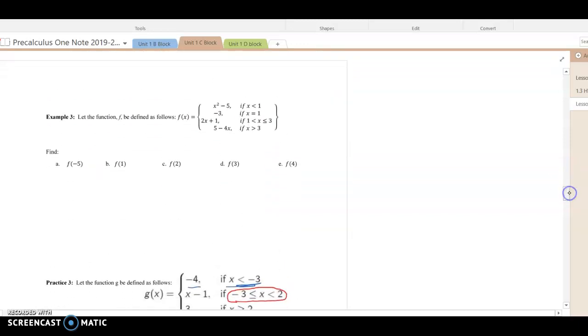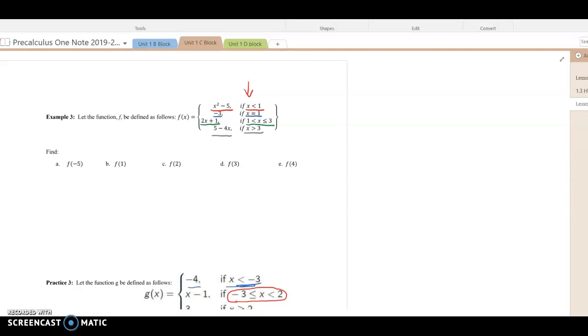We will now do example 3. Example 3 is a function that has specific domain restrictions. So the domain restrictions are given by this column right here. When x is less than 1, you're going to use this function, which is x squared minus 5. When x equals 1, the function is just negative 3. When x is greater than 1 but less than or equal to 3, the function you're going to use is 2x plus 1. And when x is greater than 3, the function is 5 minus 4x.